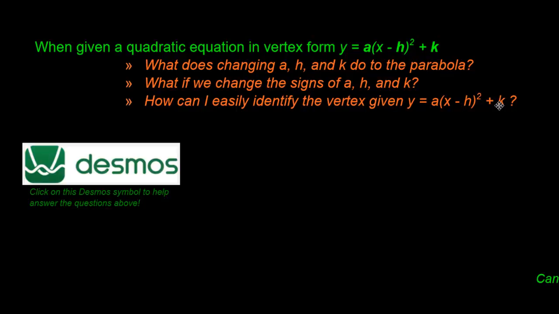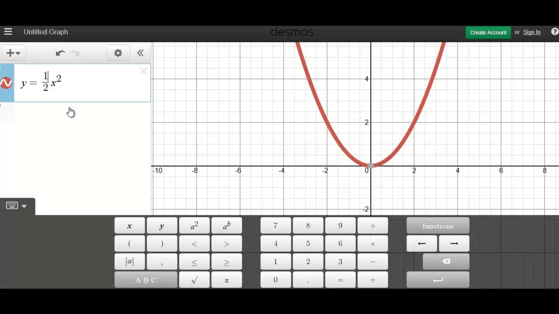Okay, the last one we talked about was k. K, as you remember, it moved the parabola either up or down. And if it's a plus 5, it's going to move up 5. If it's a minus 5, it's going to move down 5. Okay? I think we've basically covered everything that we wanted to say except for one thing. Let's say I typed in this equation. I'm going to make one up right now. Let's make it fairly simple.